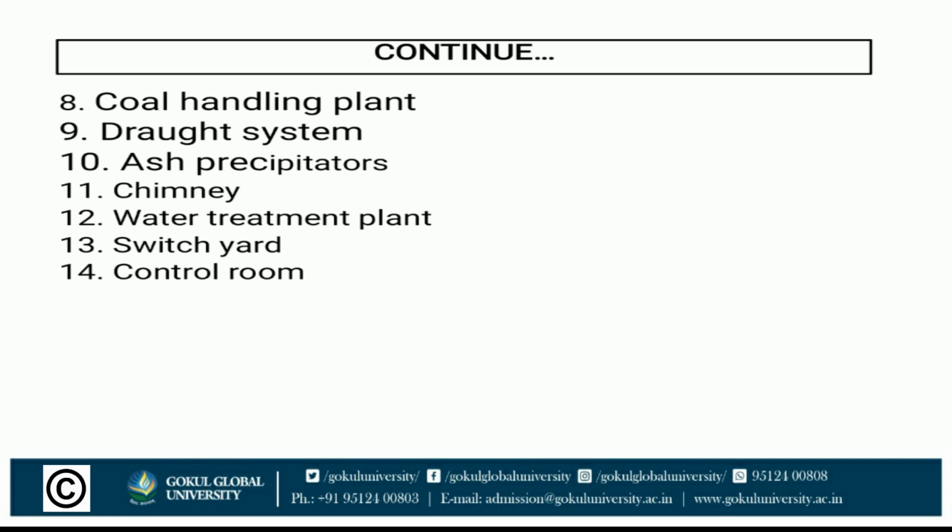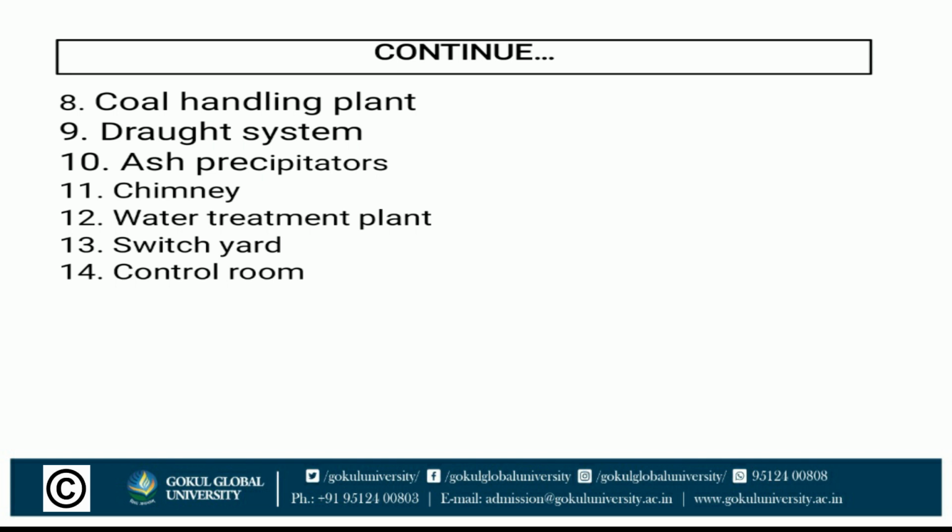ID fan, means induced draught fan. ID fan is placed near the base of the chimney and it draws flue gases through the interior of the boiler and dust extracting equipment and forces the flue gases to move through the chimney.